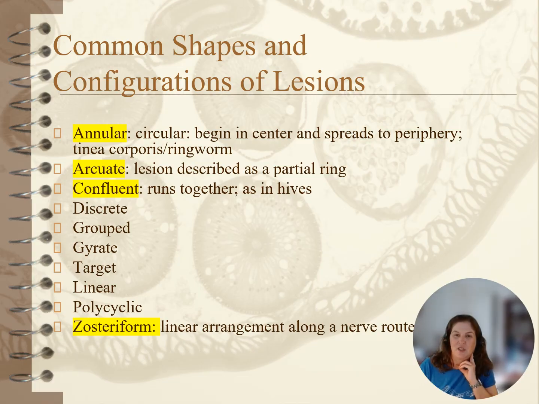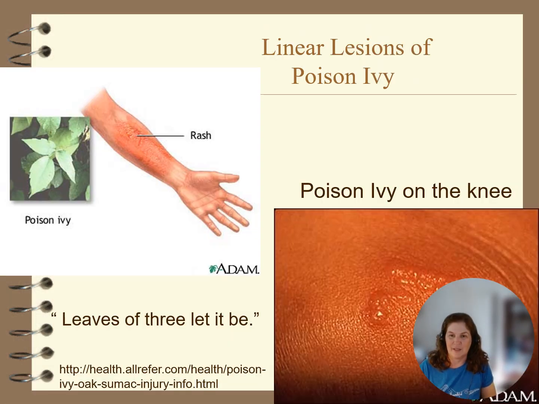The second one is a lesion described as a partial ring. Confluent means they run together, as in hives. You can have a discrete, a grouped, a target, a linear, all sorts of fun bits and pieces there. So, linear lesions of poison ivy.